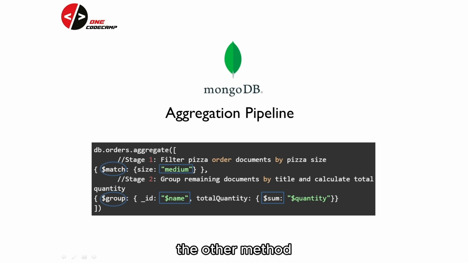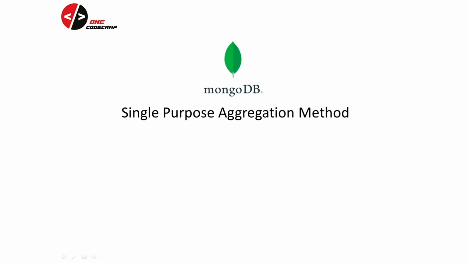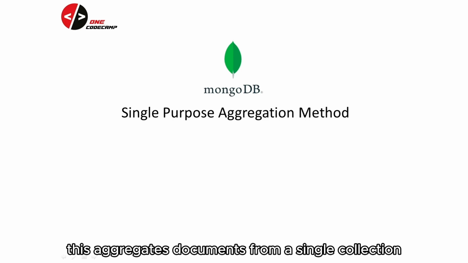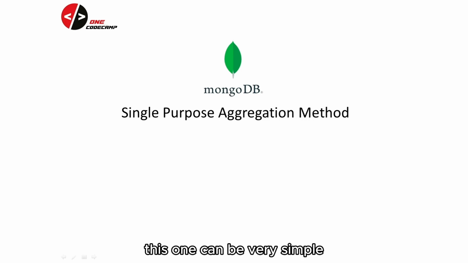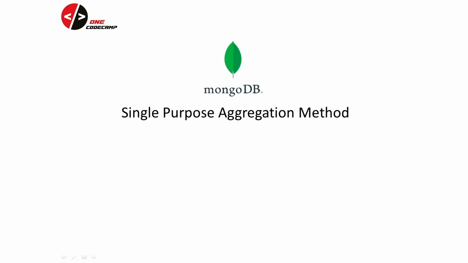The other method is the single purpose aggregation method. This aggregates documents from a single collection. This one can be very simple, but that can also be a downside since the capabilities are very limited. We have actually discussed a few of these in our read operation when we chain one method to another.